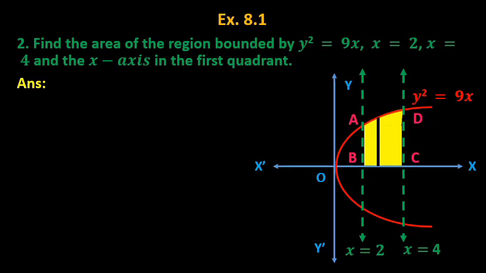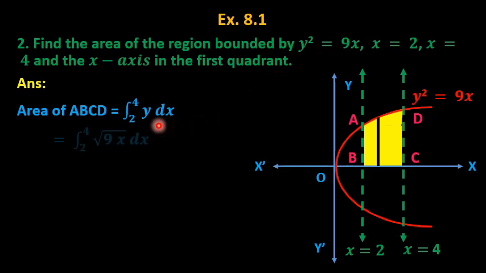Now let us calculate this area. So the area of this region ABCD is given by the integration from 2 to 4 of y dx. This y we get from the equation of the curve. The equation of the curve is y square equals 9x, and from this equation y is root over 9x. So this y we represent by root over 9x. Here root over 9 is 3, so it will be taken out of the integration because 3 is a constant.